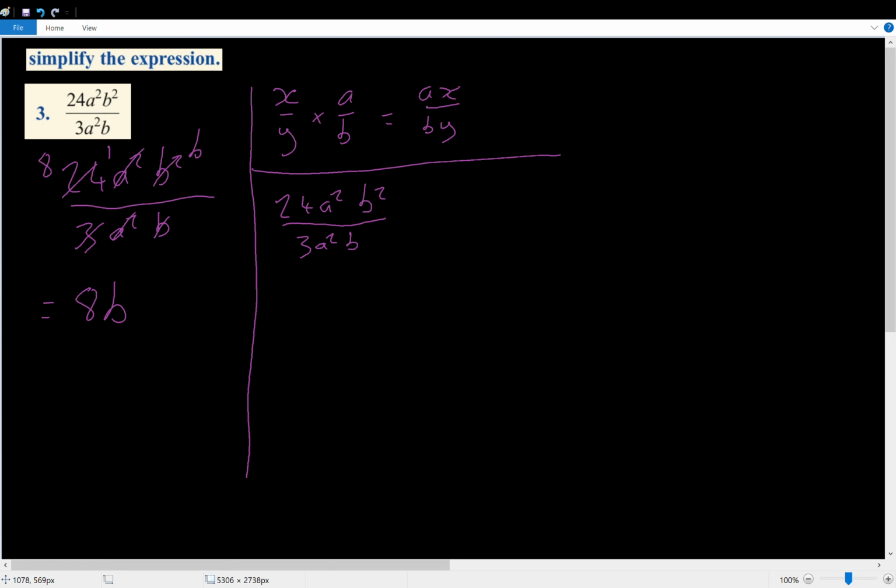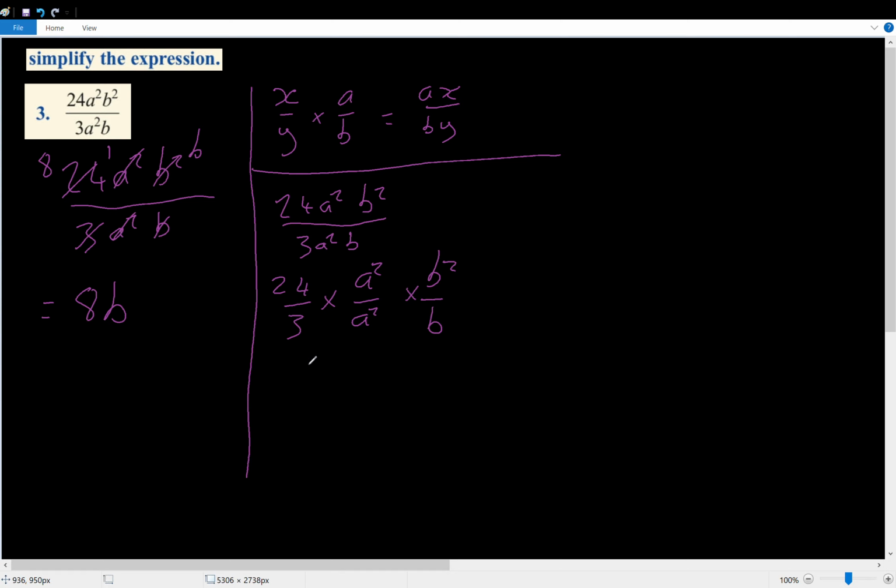Well, we could rewrite that to be a product. So we could have 24 over 3 multiplied by a squared over a squared multiplied by b squared over b. Because if we did this sum out, we'll get the exact same fraction we started with. And from here, it's much easier to see how we're doing our divisions out.